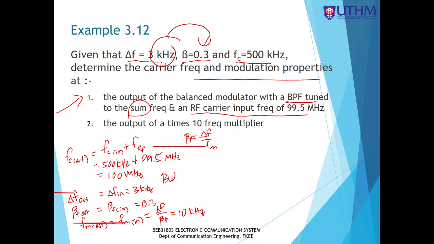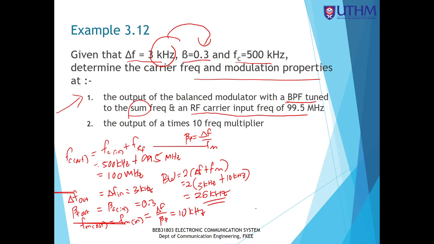So you can say that bandwidth is equal to 2 times delta F plus FM. Here is 2 times delta F. We already find delta F. This is the output bandwidth. Tadi bandwidth input sebenarnya sama dengan output. So bandwidth in and out is equal to 2 times delta F, which is 3 kilohertz, plus 10 kilohertz. FM is 10 kilohertz. So this is equal to 13 times 2, which is 26 kilohertz bandwidth. So input and output still same.